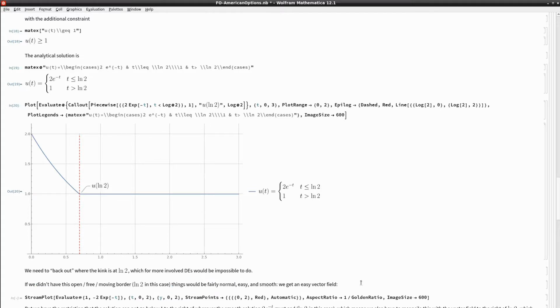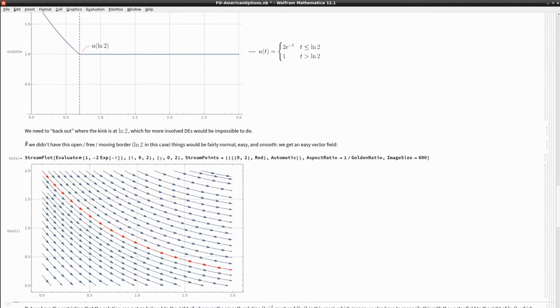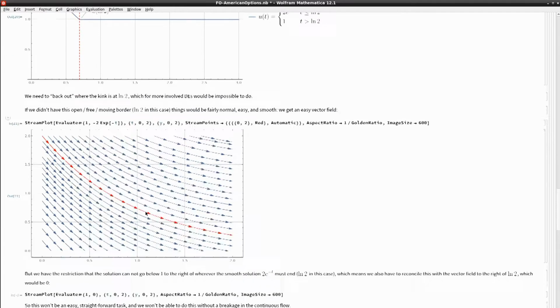It would be easy and smooth. We can easily see that in the vector field. We start at u of 0 is 2, and from there it's 2 times e to the minus t, right? We're getting a very smooth and easy to understand vector field. But this is if we didn't have this restriction and this moving border at the natural log of 2.